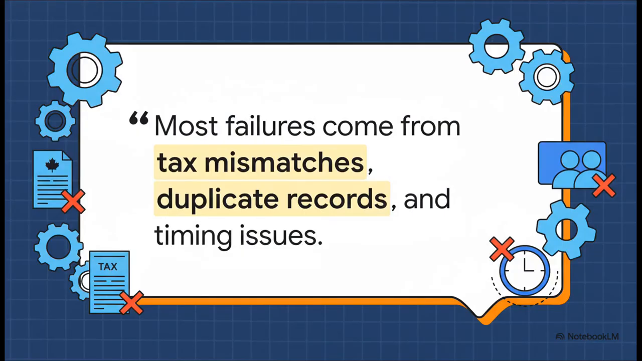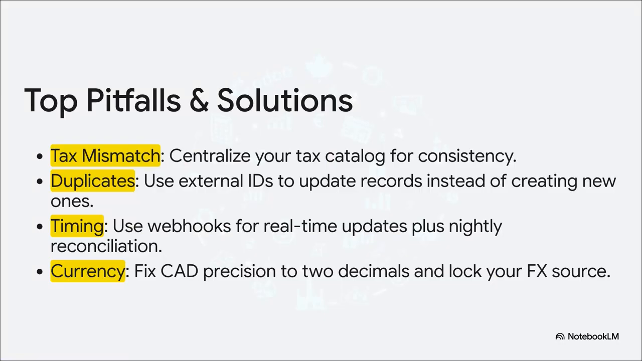And this quote just nails it, doesn't it? When these projects fail, it's almost always for one of 3 reasons. The taxes are a mess, you're creating duplicate customers all over the place, or the data is syncing at the wrong time and causing chaos. And what's great is that there are clear, proven solutions for all of these problems. To fix tax mismatches, create a single source of truth for your tax codes. To stop duplicates, use unique IDs to match records so you're updating, not creating new ones. To solve timing issues, use those real-time webhooks, but also run a check every night just in case. And for currency, lock it down to 2 decimal places.